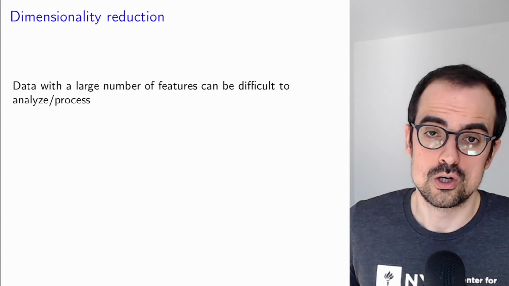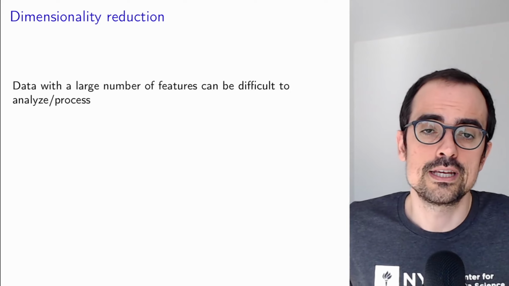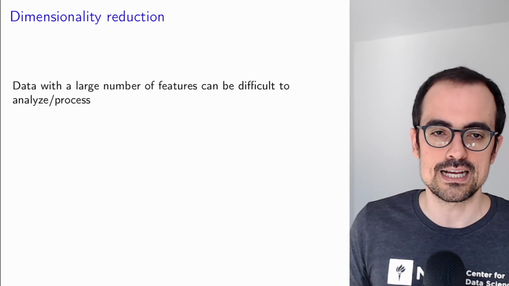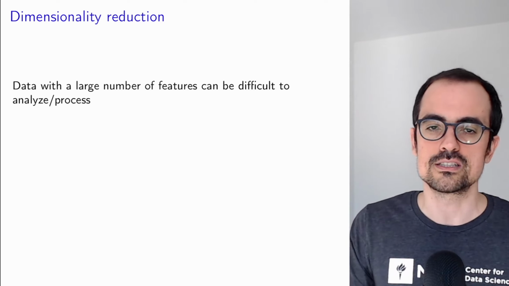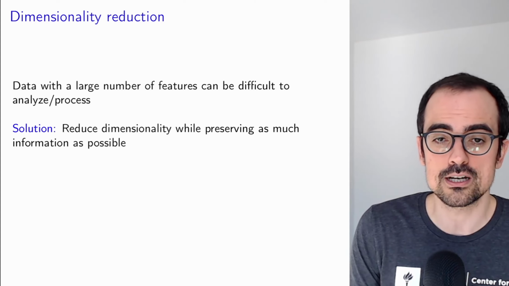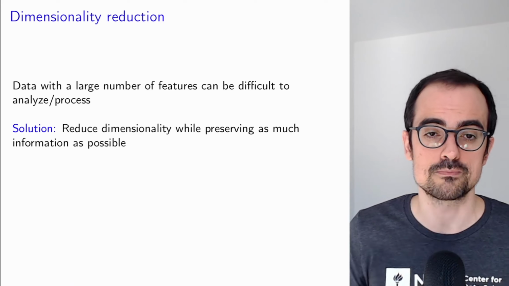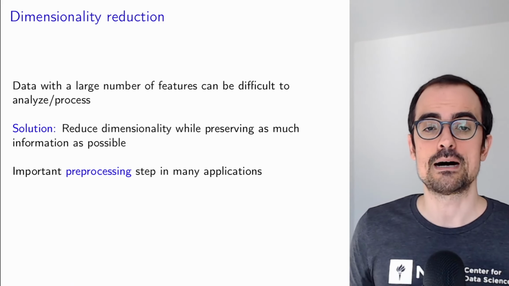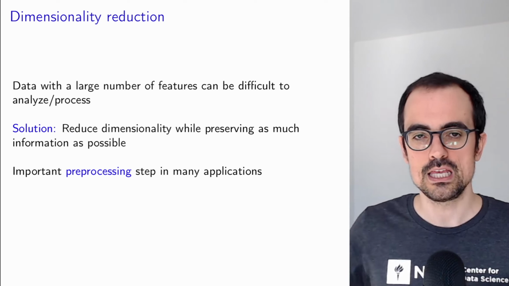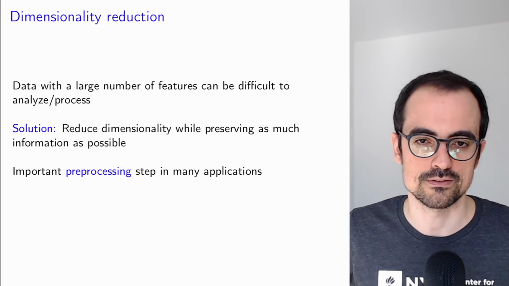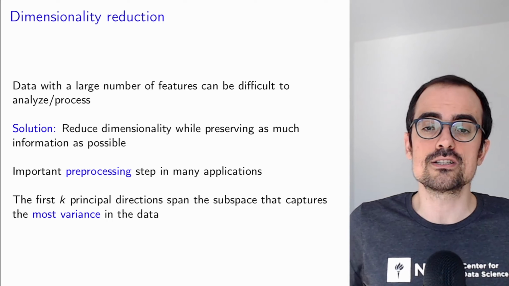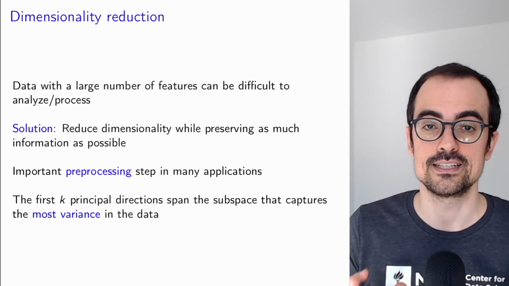An important use for principal component analysis is dealing with data that have a large number of features, which can be very difficult to analyze or process. We want to do dimensionality reduction while preserving as much information as possible, and we can do this by applying principal component analysis. This is commonly done as a pre-processing step in many applications, even if you're going to do some sophisticated stuff afterwards. It turns out that the first K principal directions span the subspace that captures the most variance in the data.